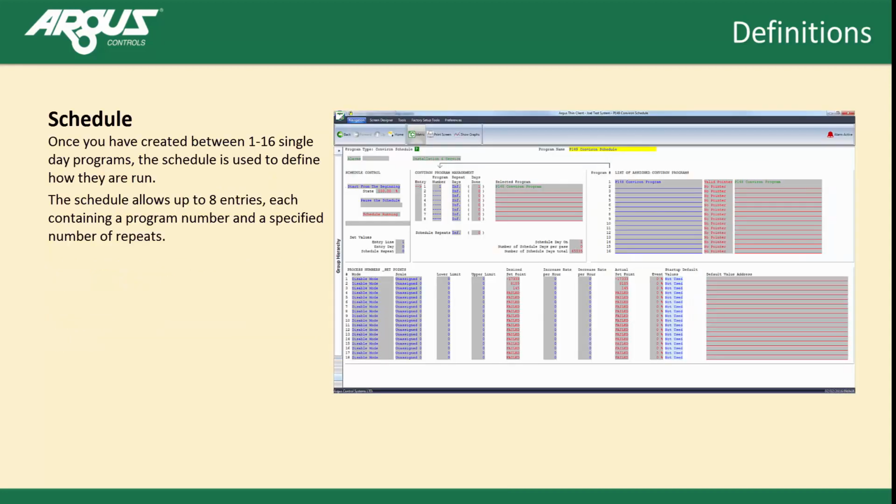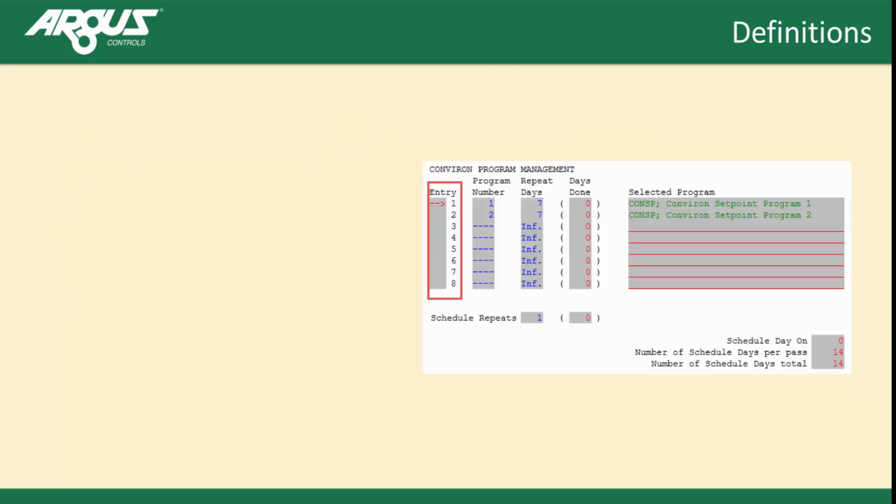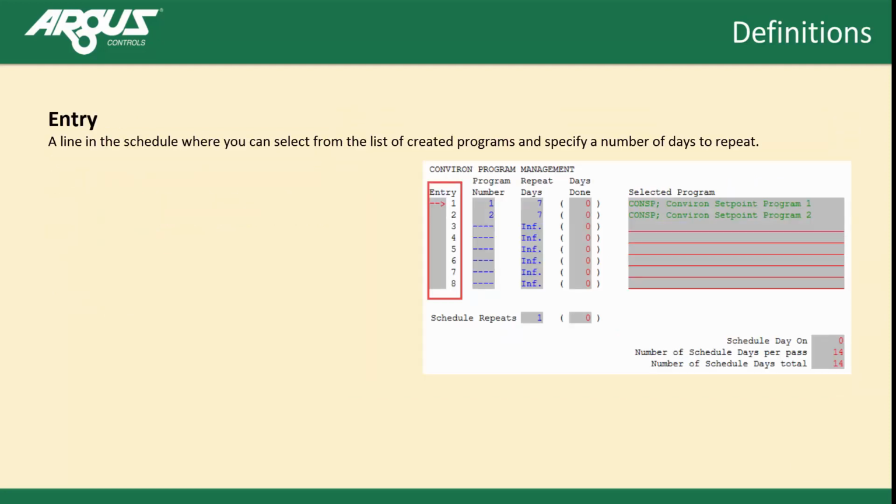Once you've created between 1 and 16 single-day programs, the schedule is used to define how they're run. The schedule allows up to 8 entries, each containing a program number and a specified number of repeats. This example is the structure of a typical schedule program. An entry is a line in the schedule where you can select from the list of created programs and specify a number of days to repeat. There are a maximum of 8 entries in the schedule.